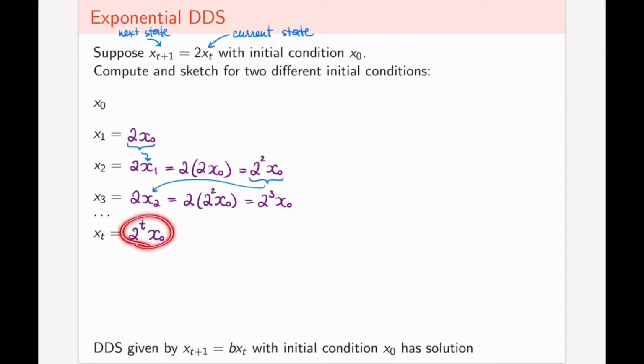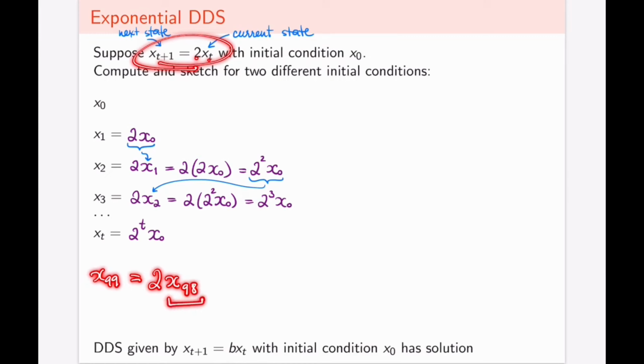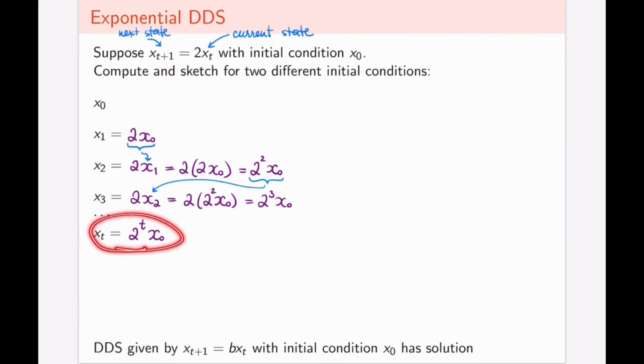Notice that this is a much better formula than if I continued iteratively as I did before. If I have to calculate x99, let's say, the discrete dynamical system's updating function tells me that I have to double the previous state. So I have to double x of 98. Now, if I don't know x of 98 exactly, that means that I have to work all the way backwards to computing x of 98, and that might of course take a while. So having the general formula or the general solution like this is a very powerful thing here.